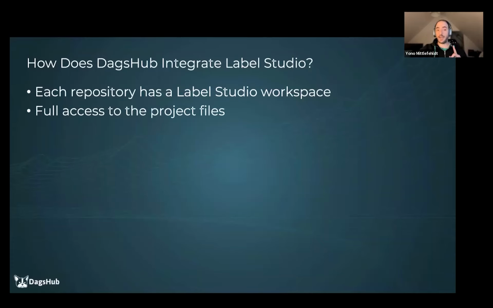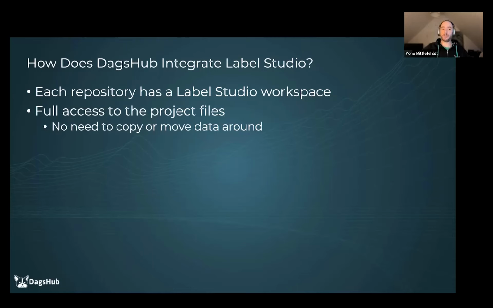These workspaces have full access to your project files. Now, that sounds obvious, right? But think about it a little bit more. You no longer have to copy or move your data around to get it labeled. This is extremely important. This is a very convenient thing. You don't have to upload to a server somewhere just to get some stuff labeled. You don't have to email some pictures to your mom to get her to draw boxes around stuff anymore. You have it already in your repository, and Label Studio has access to it. So you can immediately start getting the labeling process going.